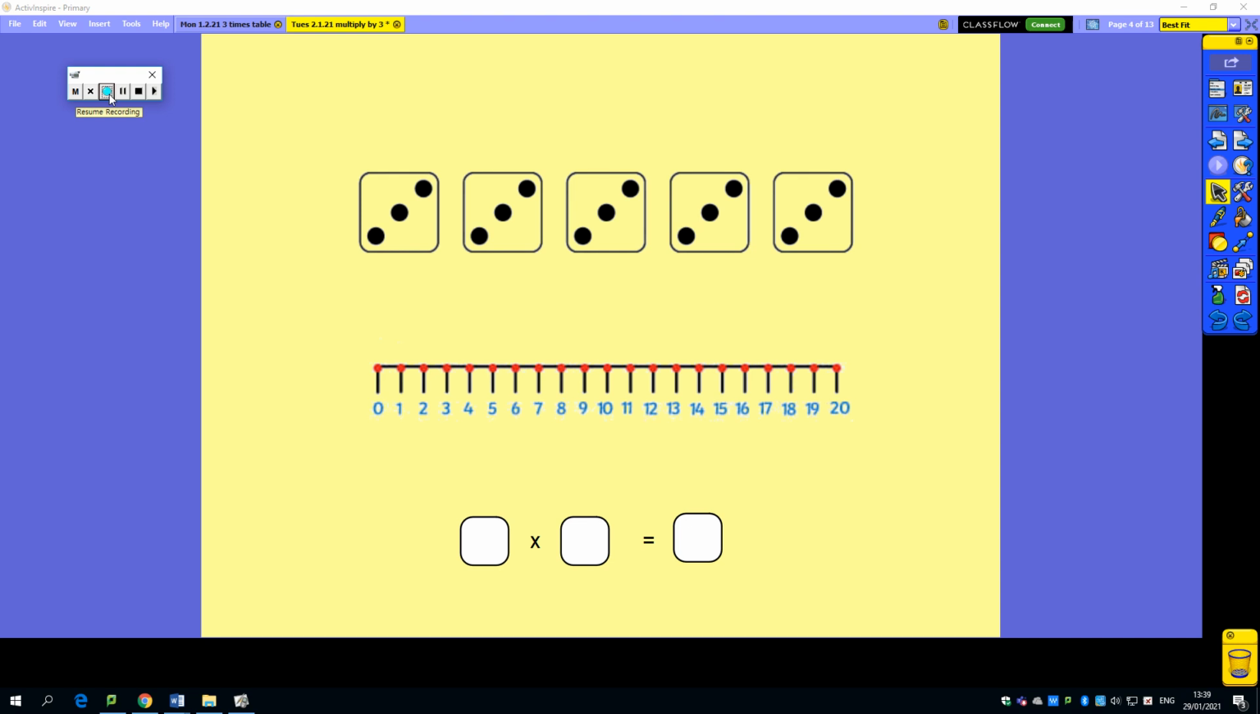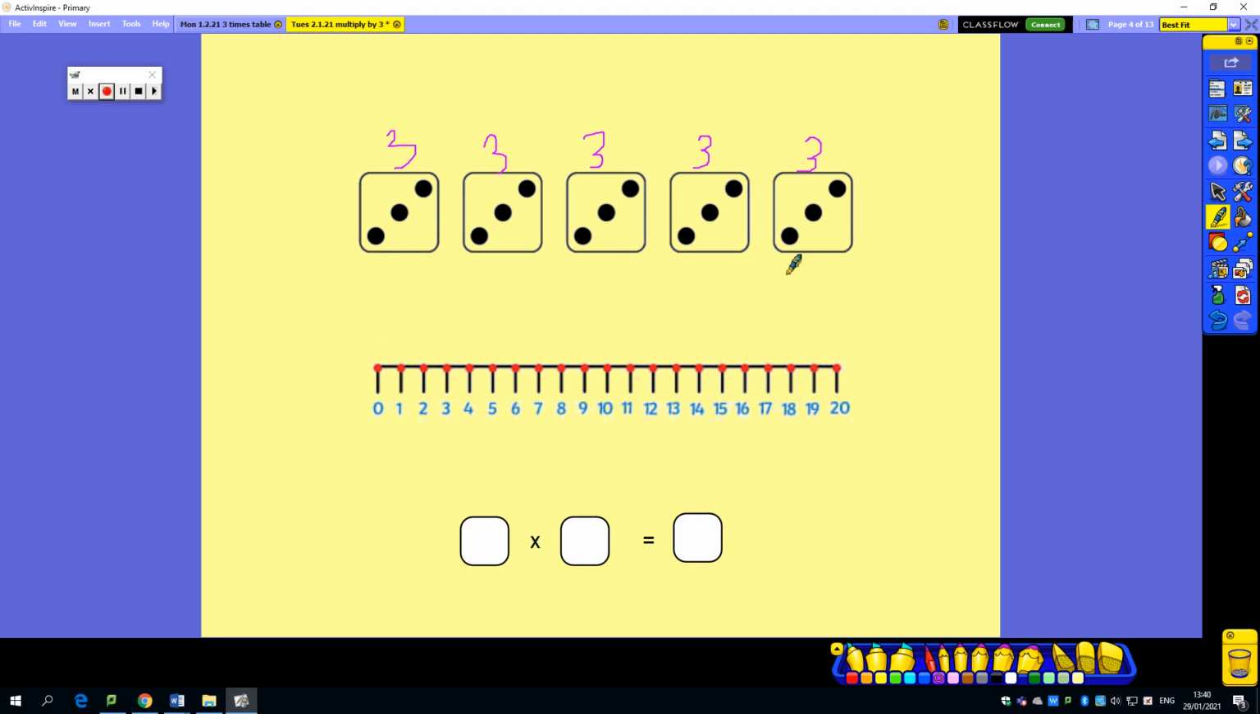Okay, so let's try another one. We've got some dominoes now, and they've all got 3 dots on them. So we've got 3 dots here, 1 group of 3, 2 groups of 3, 3 groups of 3, 4 groups of 3, and 5 groups of 3. So we can see we've got 3, 5 times. So let's count in our 3s to find out the total. 3, 6, 9, 12, 15.